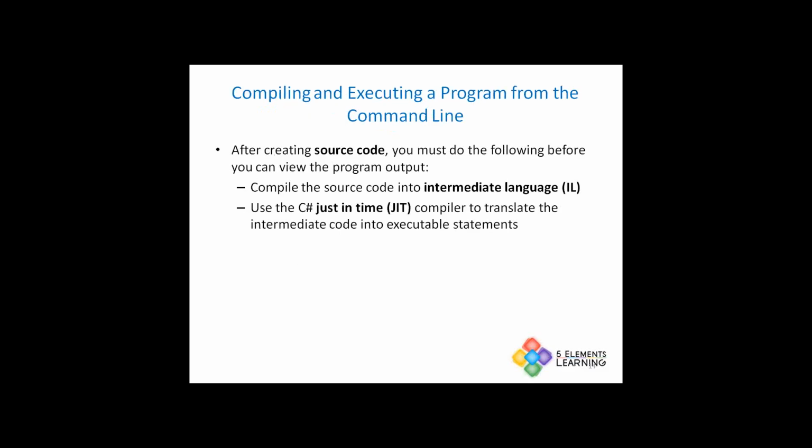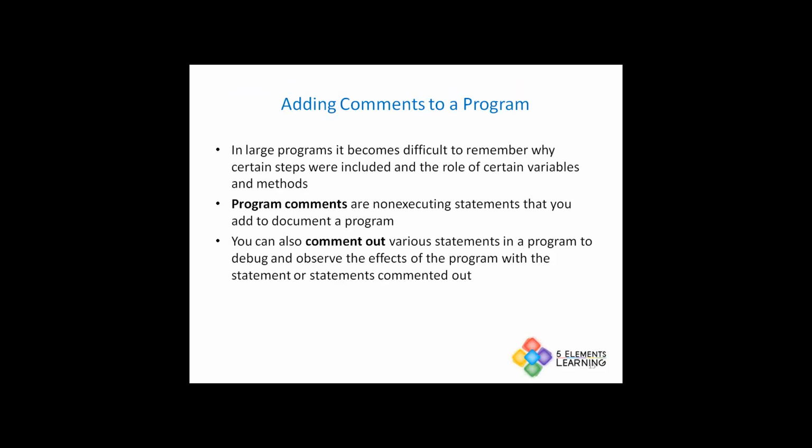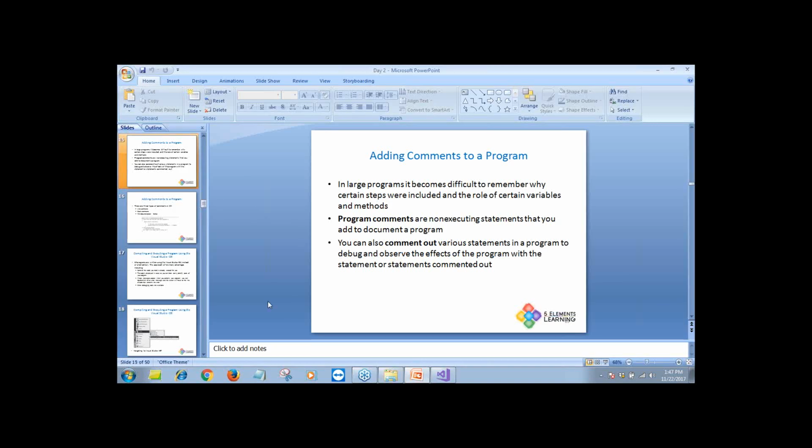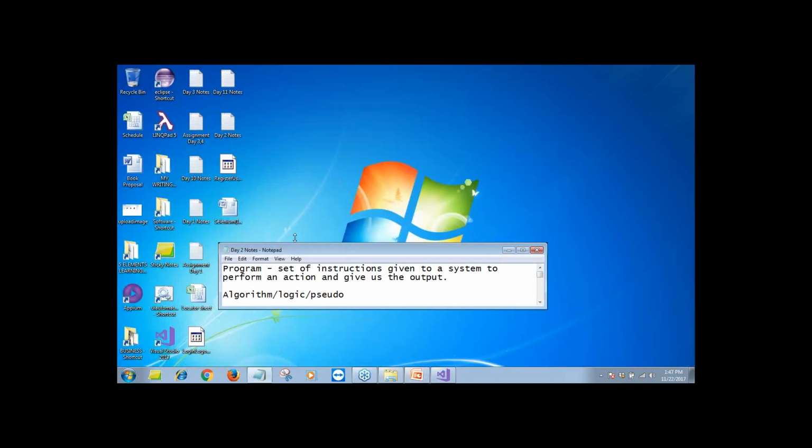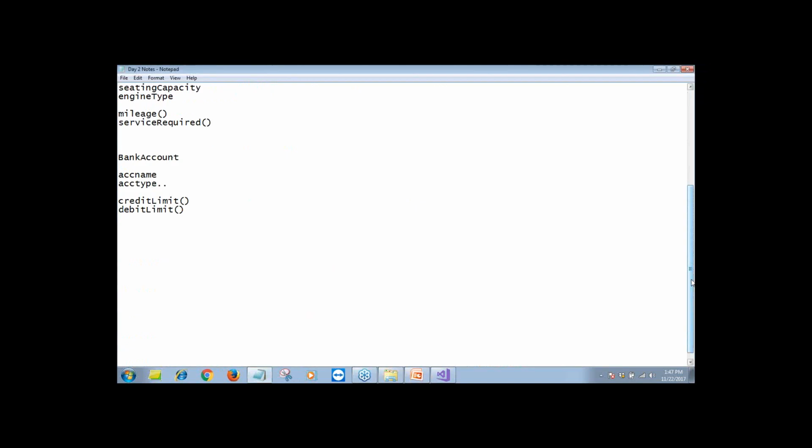Now when we create a C# program and compile it, the source code is first compiled into an intermediate language. For example, it is a .class file in the Java language. Here it is an intermediate language. And then C# uses a just-in-time compiler, JIT, to translate that intermediate language into executable statements. So the C# programs are first converted into the intermediate language, which is then executed using the just-in-time compiler.